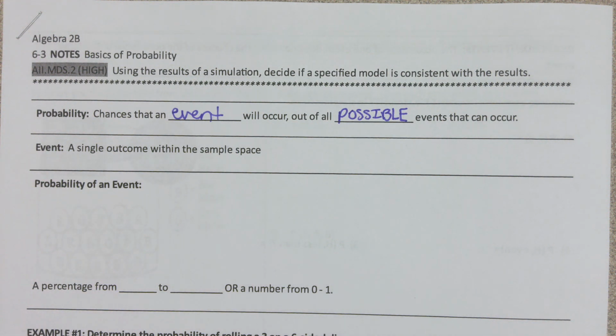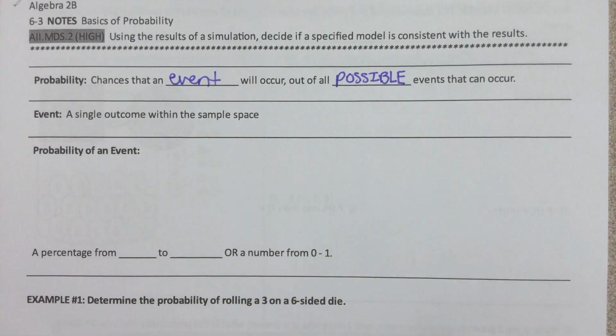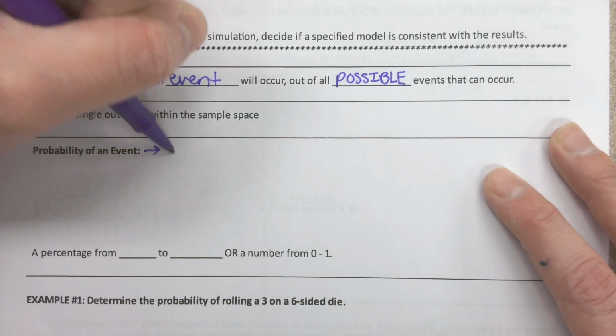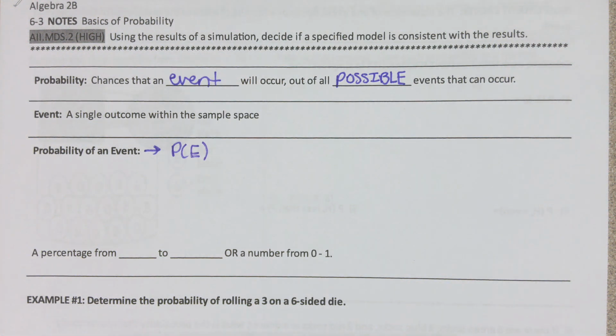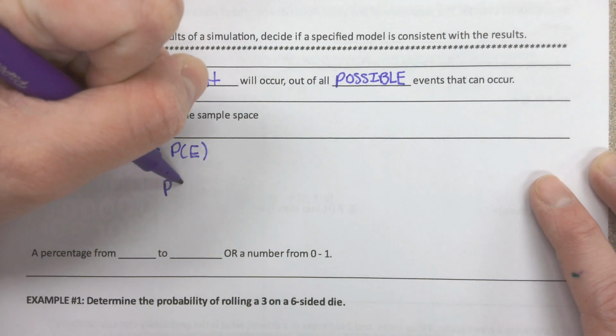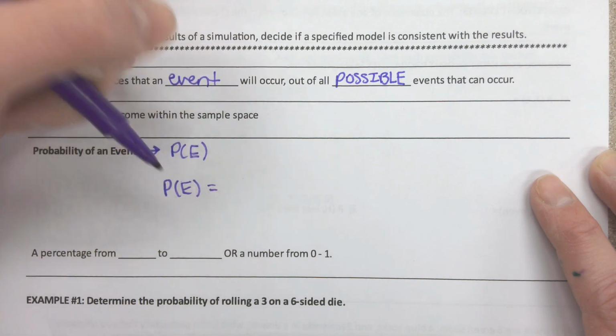An event, this is a term I've thrown around quite a bit, just threw it around now. It's just a single outcome within the sample space. Probability of an event, this is taking a notation and a formula approach to that term. First off, P of E, that's how we write probability of an event. You'll get used to that notation real quick. And how we find the probability of an event.